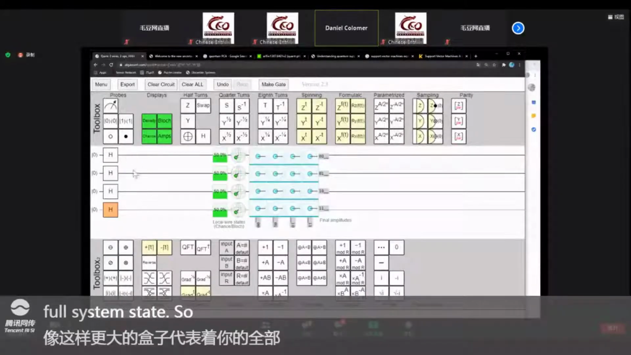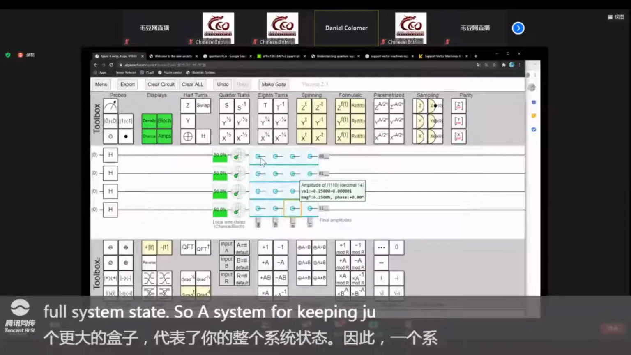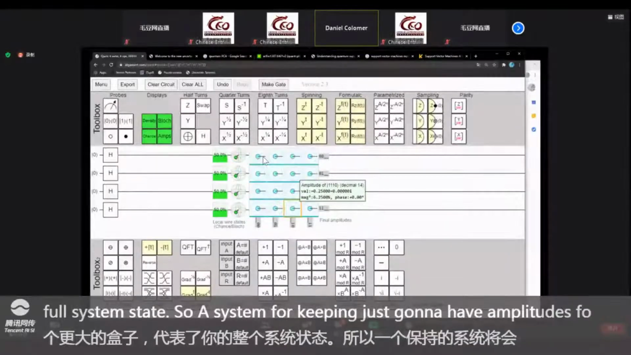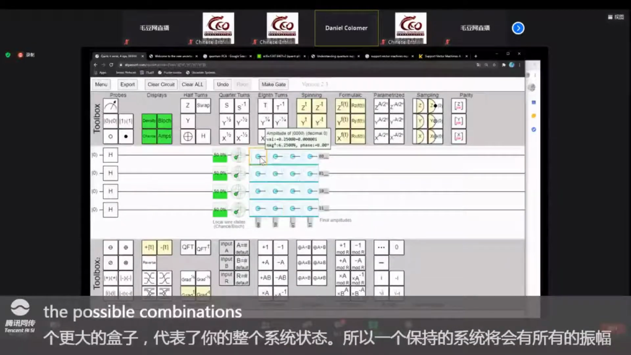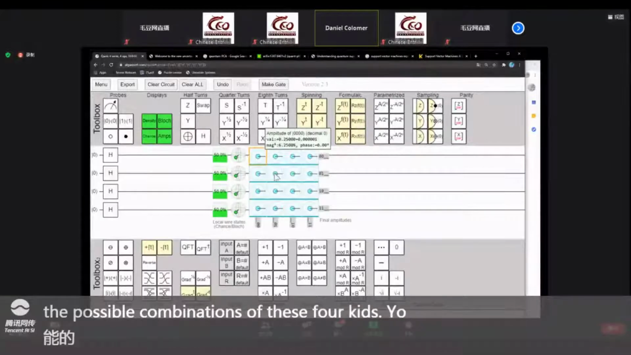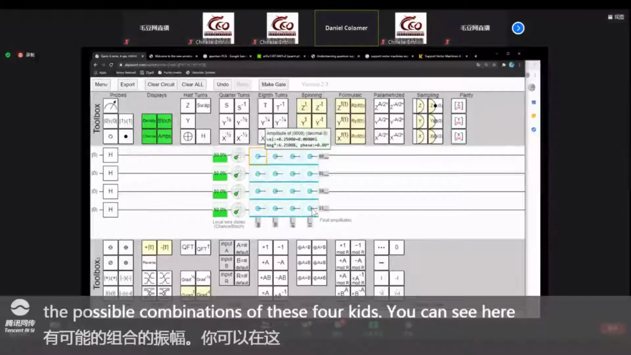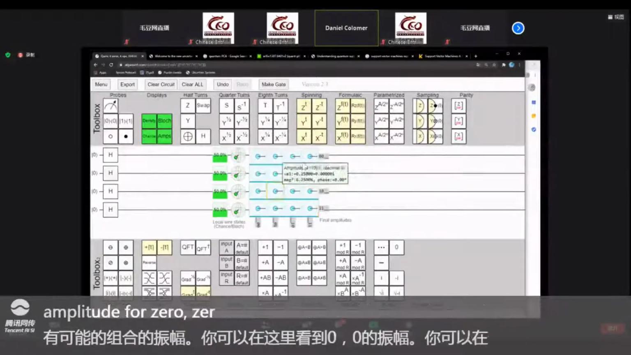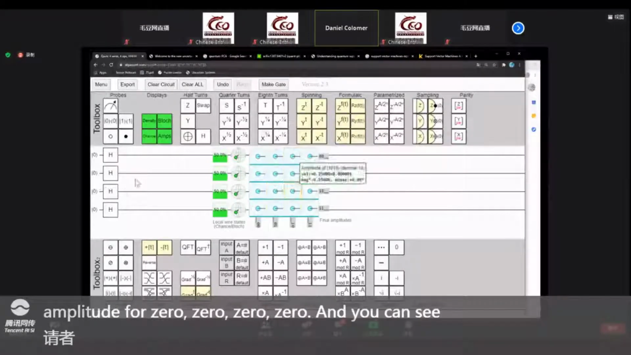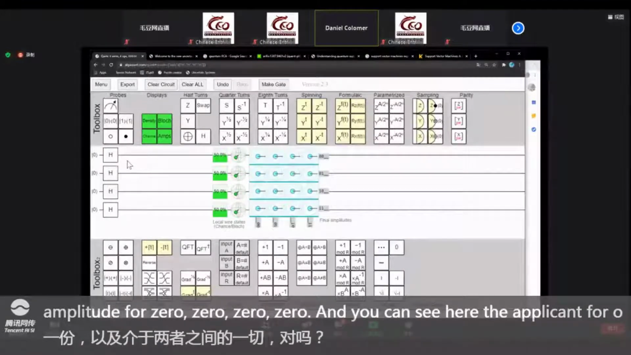So a system with 4 qubits is going to have amplitudes for all the possible combinations of these 4 qubits. You can see here the amplitude for 0, 0, 0, 0, and you can see here the amplitude for 1, 1, 1, 1, and everything in between, right? And that is just one dimension of the whole thing.